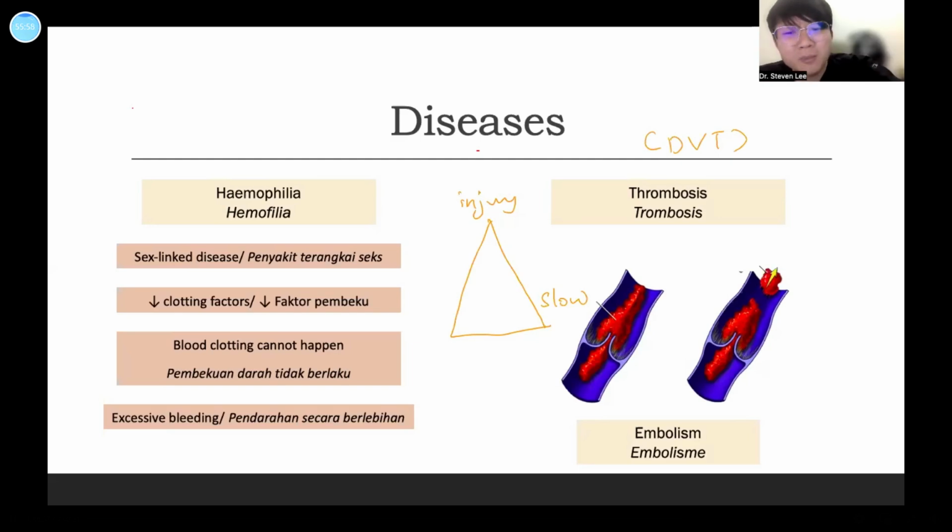Sadhana asked, why the vein? Can anyone tell why thrombosis happens in the vein for the second factor? So actually, the blood flows very fast in the artery. Vein is low pressure, the blood flows very slow.